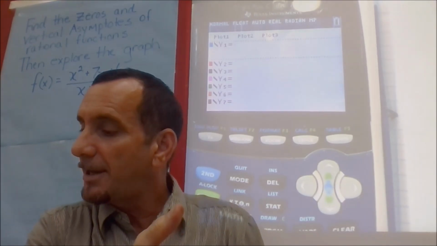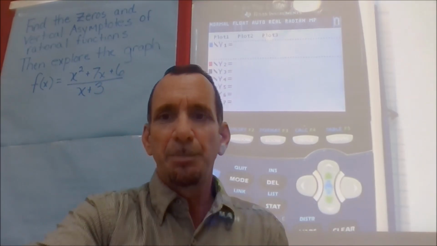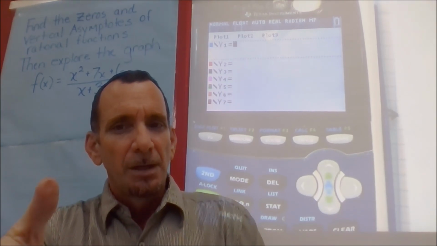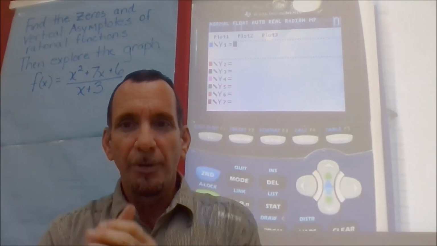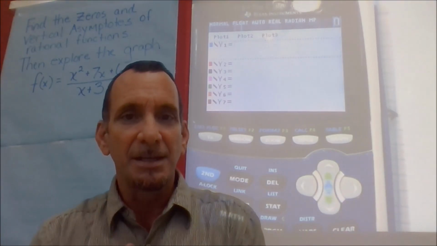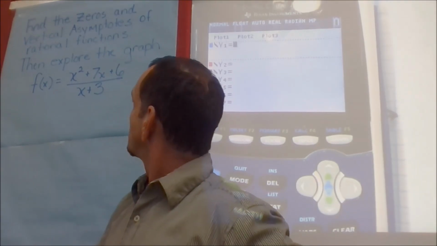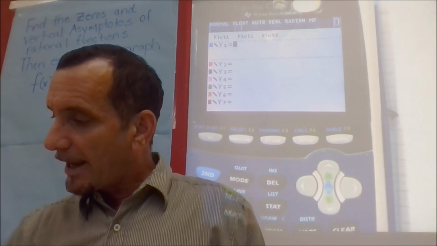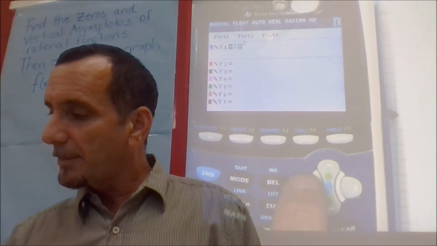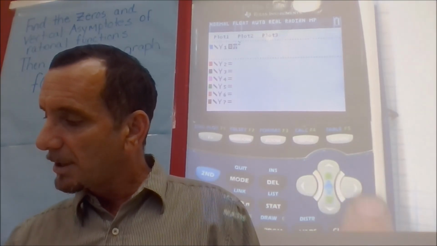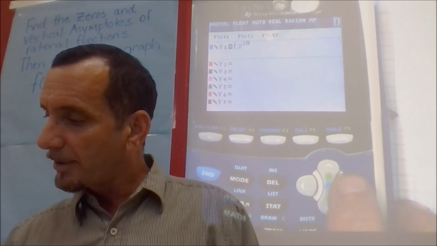So here I am in the y equals screen, and I'm just going to punch this all in, and I'm not sure, so I'm going to be sure by adding parentheses. I'm going to take the entire numerator and divide it by the entire denominator. So just to do that, we've got x squared plus 7x plus 6. Oops, I forgot to put my first parentheses. So I'm going to do second function, insert a parenthesis, and then use my arrows to come on over here and continue.